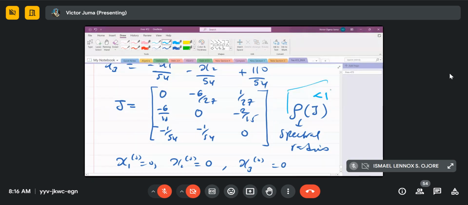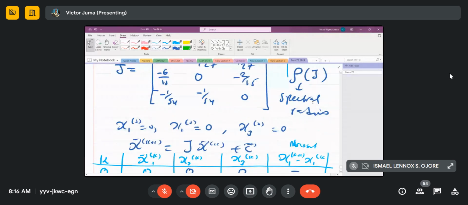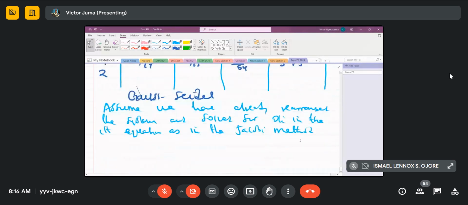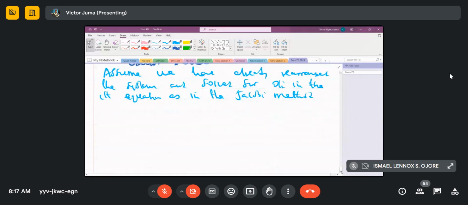At the end of this course, I will try to show you how to find the dominant eigenvalue of a matrix, not necessarily by finding all the eigenvalues. You can just find the dominant eigenvalue by using the power method.